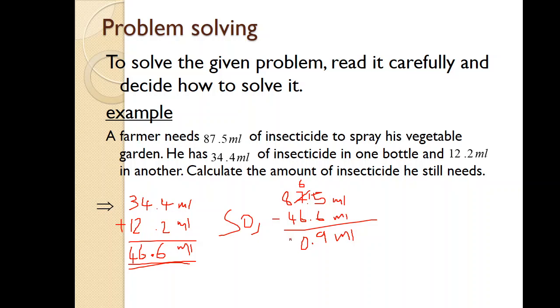8 minus 4, then that is 4. Okay, so that's our final answer. That means he still needs 40.9 milliliters of insecticide.